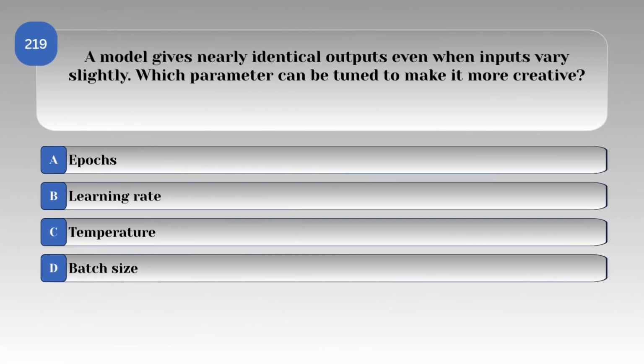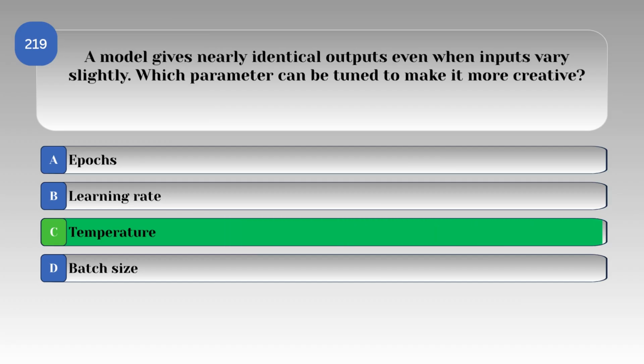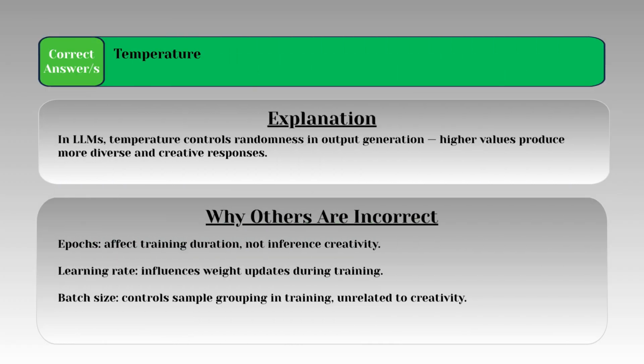A model gives nearly identical outputs even when inputs vary slightly. Which parameter can be tuned to make it more creative? Correct answer, temperature. Explanation: in LLMs, temperature controls randomness in output generation. Higher values produce more diverse and creative responses.